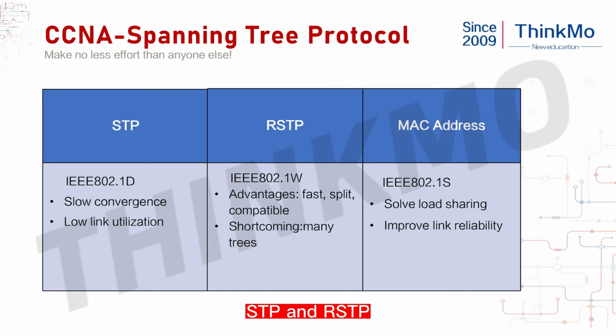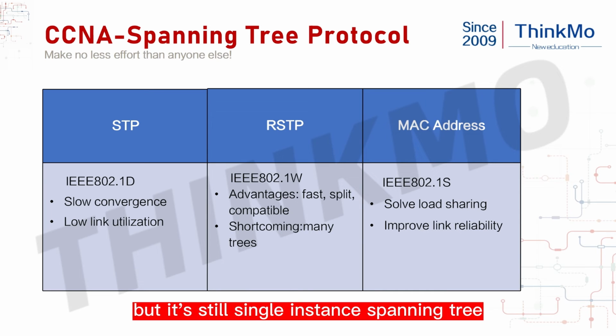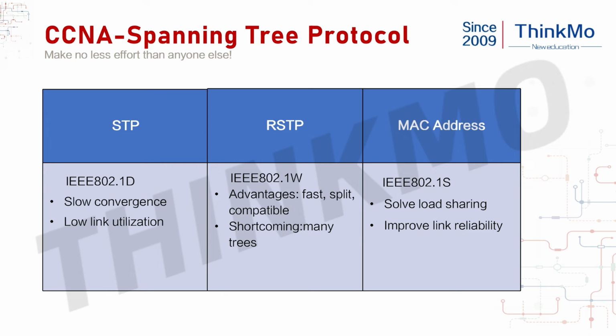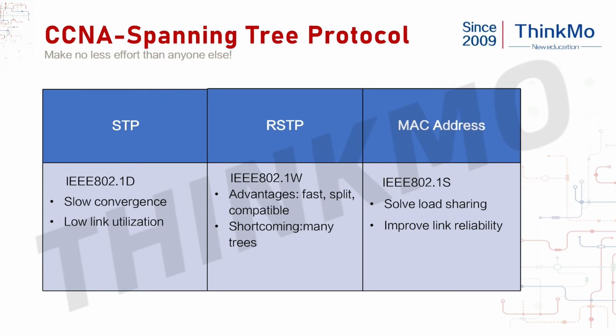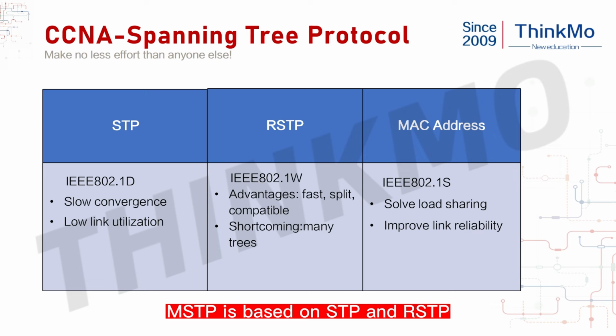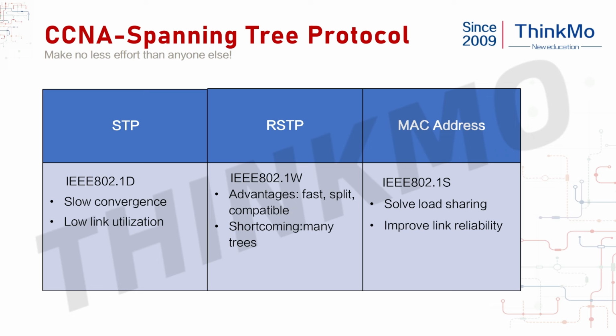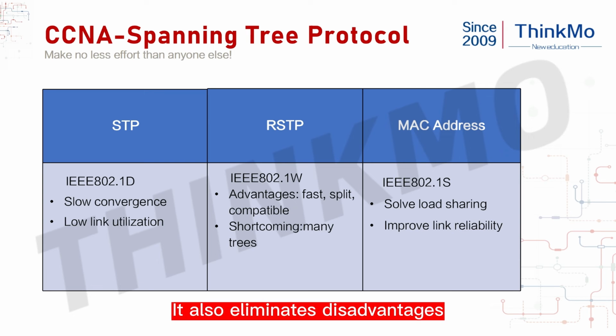STP and RSTP are mainly based on a single instance. RSTP's convergence rate, although faster than STP, is still a single-instance spanning tree. This causes it to fail to solve the problem of load sharing. It also cannot improve link reliability. To be specific, we will follow up in the course. MSTP is an improvement based on STP and RSTP. So MSTP has both of their advantages and also eliminates their disadvantages. This is the most important point.